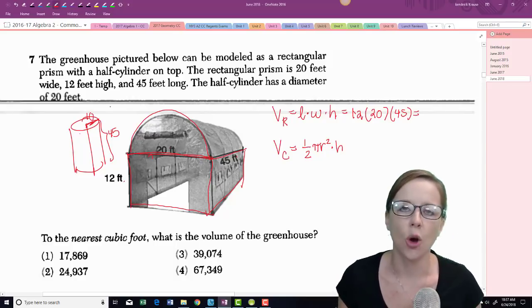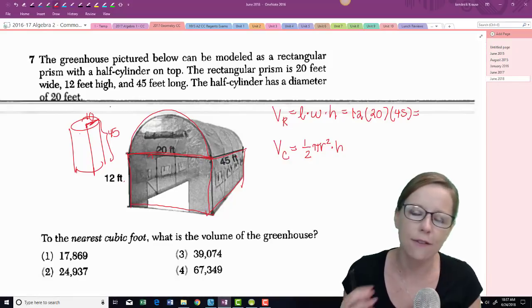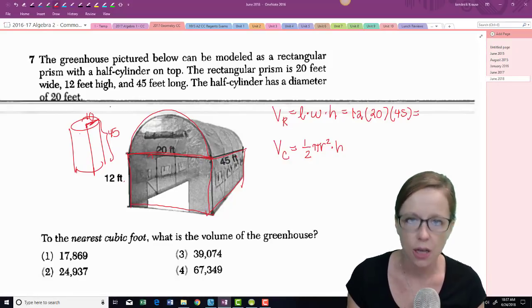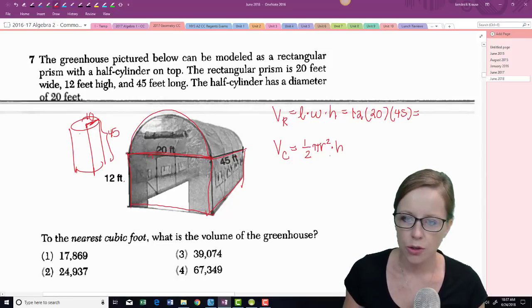That literally happens in almost every geometry question. I would say 9 times out of 10, they give you the diameter to see if you're paying attention, and you have to find the radius. Don't fall for it. It's a dumb thing to fall for, okay? You're smarter than that. So our radius is 10. So this is equal to 1/2 pi radius of 10 times the height, which is 45.